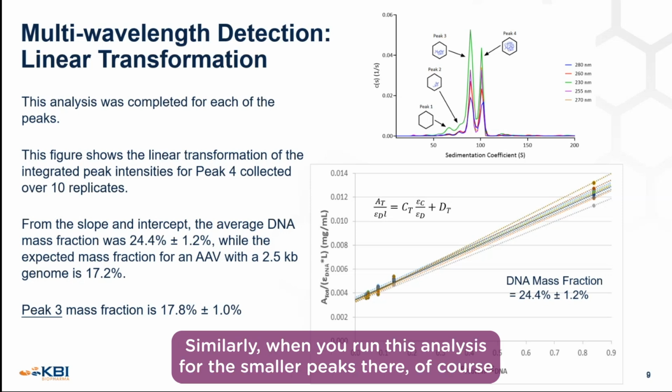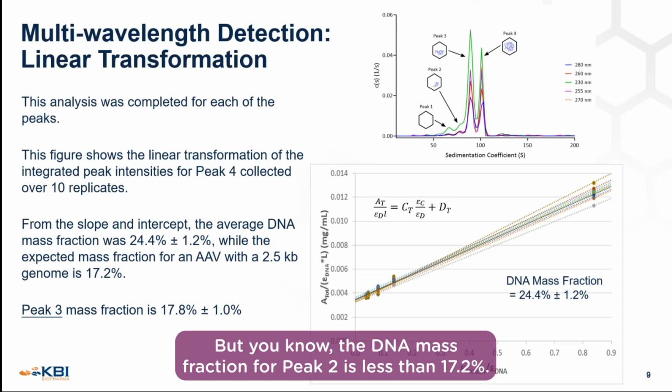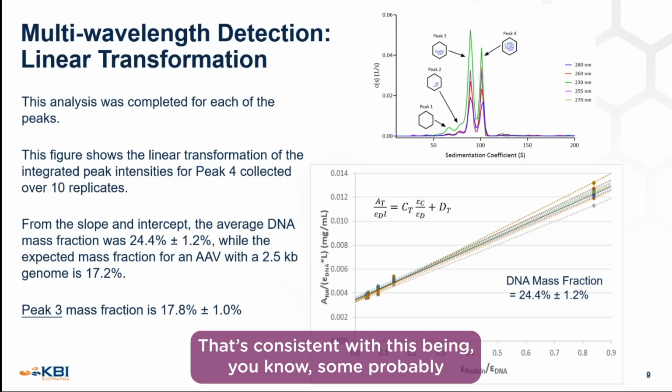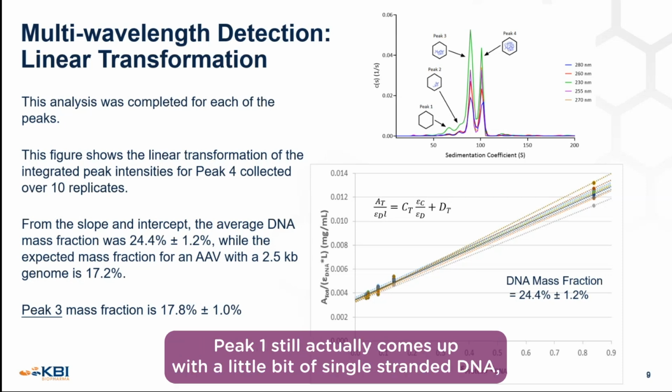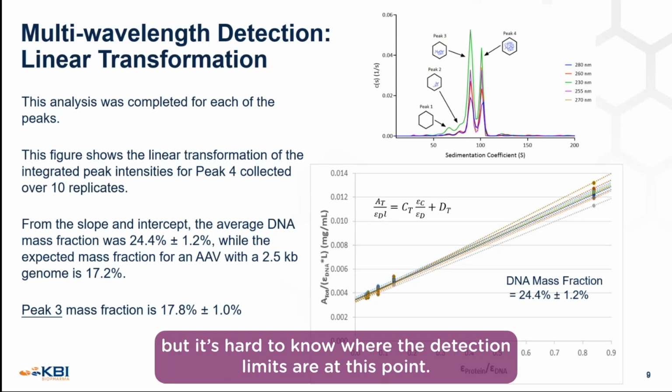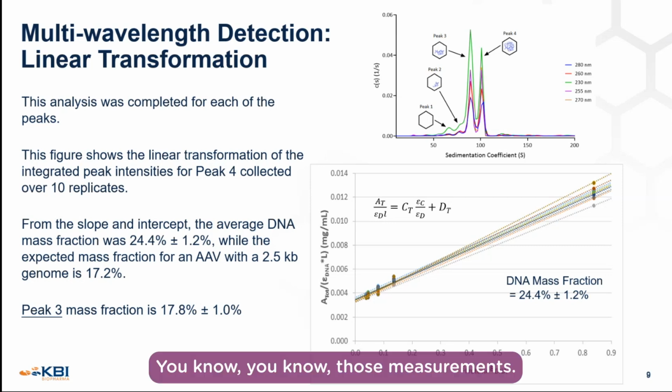Similarly, when you run this analysis for the smaller peaks, of course, there's a lot more variability because there's not as much signal. But the DNA mass fraction for peak 2 is less than 17.2%. That's consistent with this being probably some distribution of partially packaged material. Peak 1 still actually comes up with a little bit of single-stranded DNA, but it's hard to know where the detection limits are at this point.